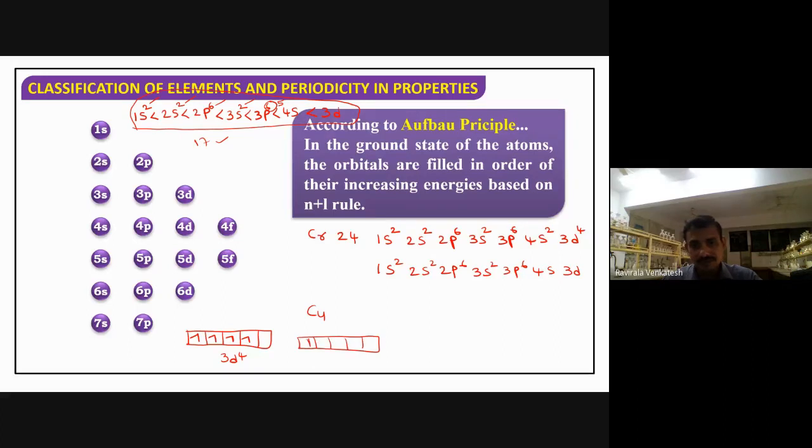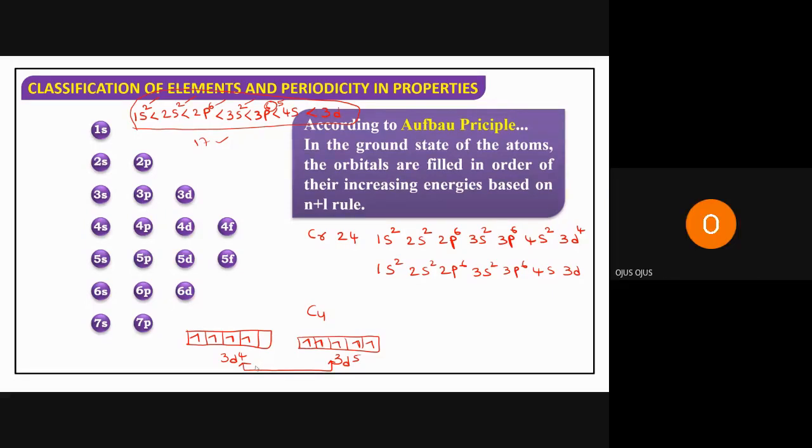Now this one is called 3d5. Among these two, which is symmetrical and which has more exchange energies? Which one is more symmetrical, 3d4 or 3d5? Reply. If you don't reply, I will take more time. 3d5.